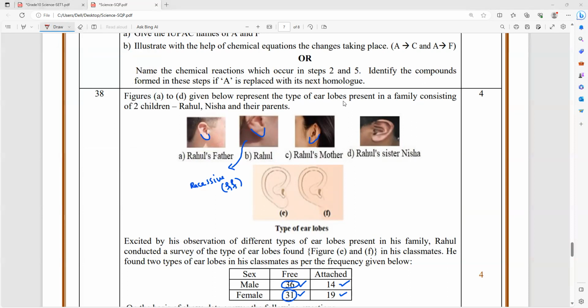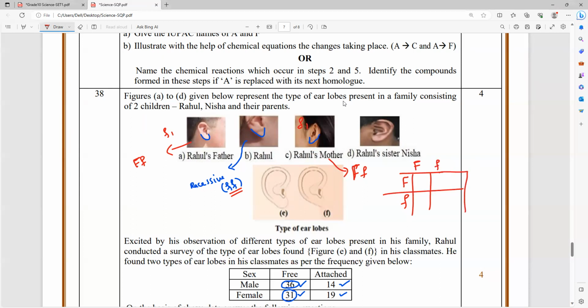Can you tell me the expected genotype of the mother and father? Capital F, small f. Yes, because the baby is getting a small f, so definitely they are not pure parents. They are the F1 generation. So the father is capital F, small f, and Rahul's mother is also capital F, small f. If I do the crossing, capital F small f with capital F small f, what will happen?